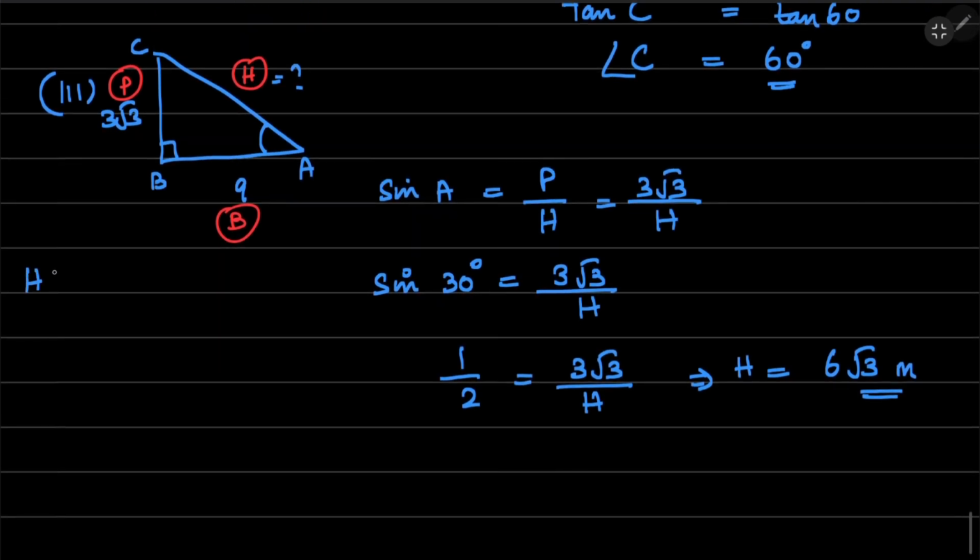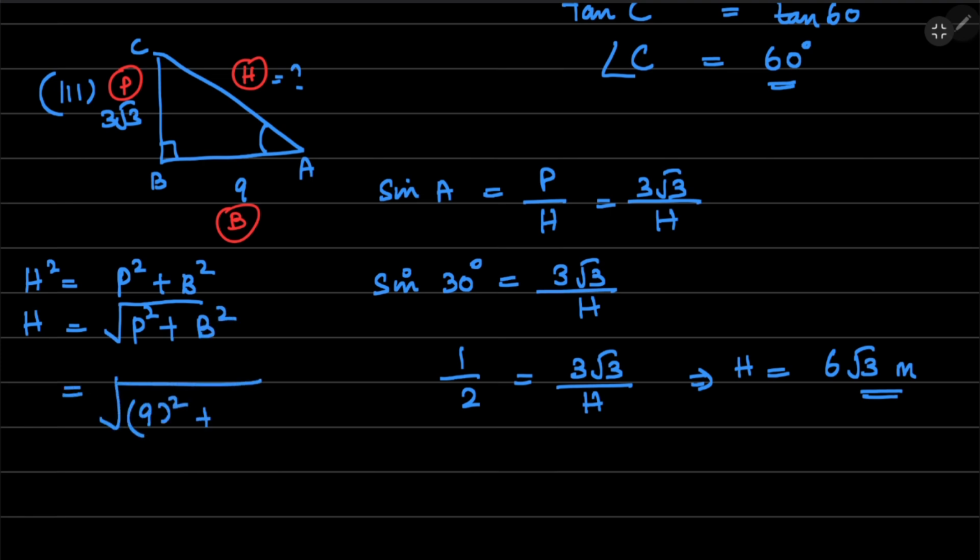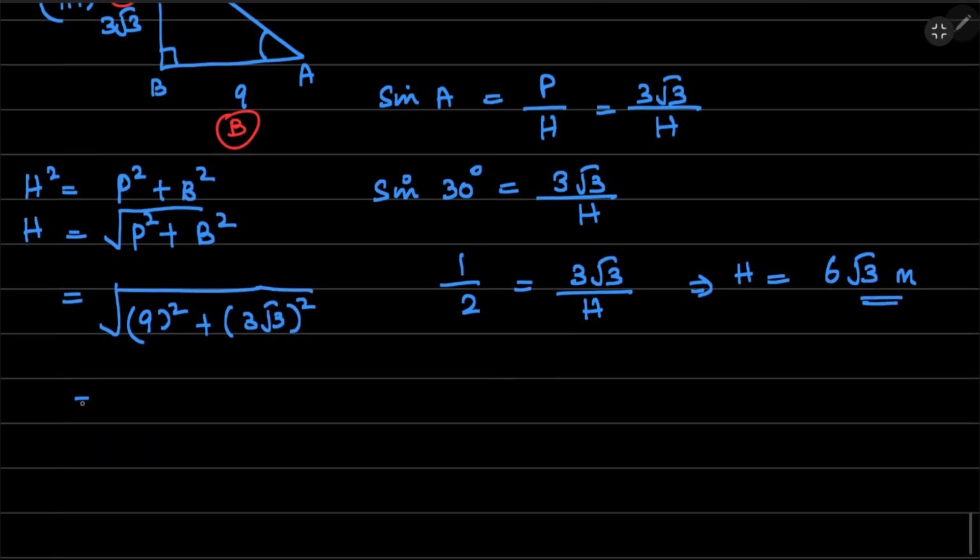The other way of doing is h square equal to p square plus b square, or h is equal to root of p square plus b square. Okay, so this is also another way. P square is nothing but 9 square plus 3 root 3 the whole square. Or you can write root of 9 9s are 81 plus 3 3s are 9, 9 3s are 27. Okay, so here you will have square root of 81 plus 27, it is 108.